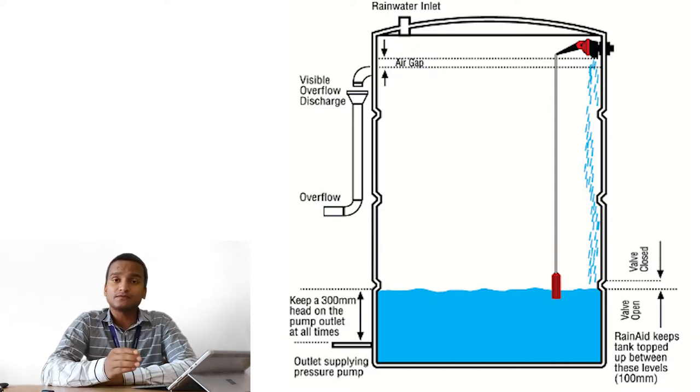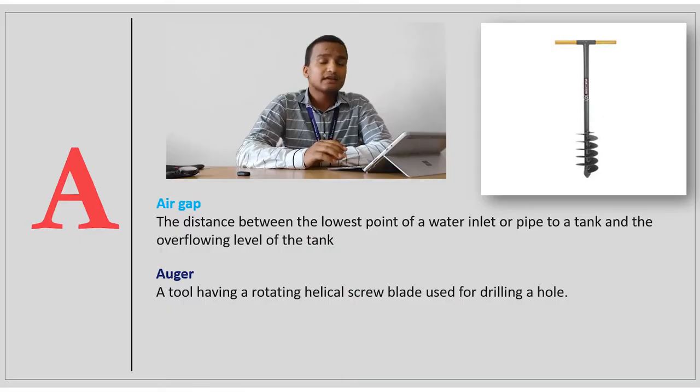So air gap is very important in calculating energy heads and siphonages. So that will be discussed in the coming classes. Then comes auger. Auger is an equipment which has a helical screw blade, which is especially used for drilling a hole. And we must have seen these kinds of equipments in many construction sites.